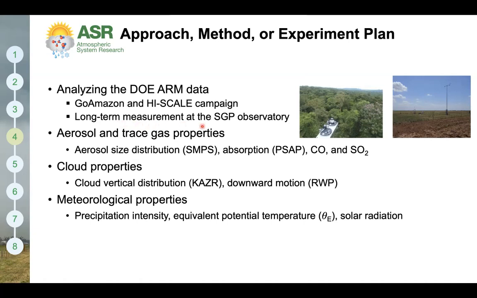We analyze the aerosol and trace gas properties, for example, the aerosol size distributions, the aerosol absorption, carbon monoxide, and sulfur dioxide. We also analyzed the cloud properties, for example, the cloud vertical distribution and the downward motion, which is provided by the KAZR and the RWP. And because we're looking at deep convection events, we also need to look into the meteorological properties, for example, the precipitation intensity, the equivalent potential temperature, or theta E, and the solar radiation.